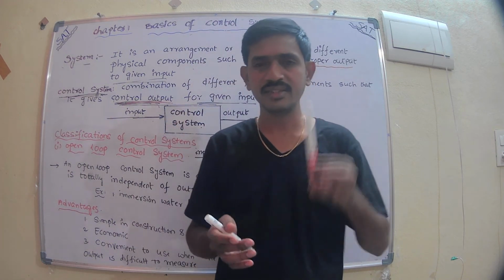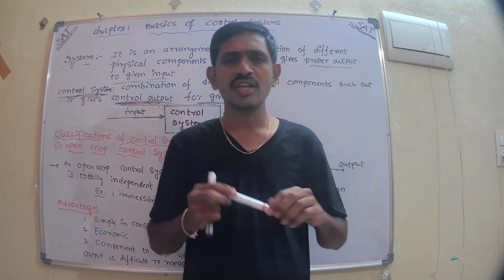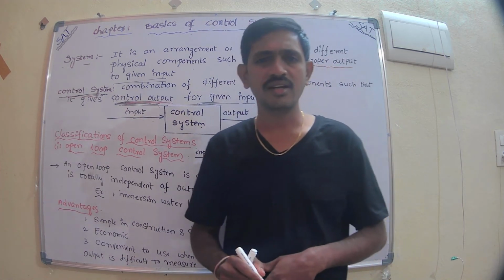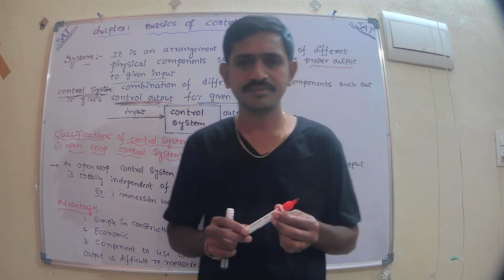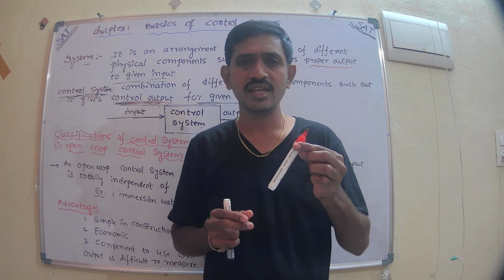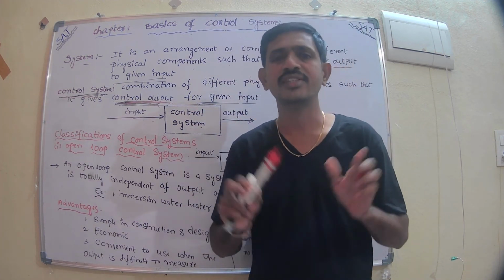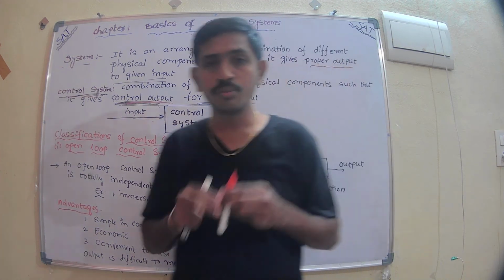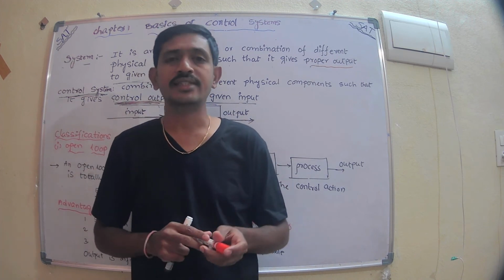For example, this is my pen here, so it is also called a system, because if you write on the board, you can write anything. For example, if there is no ink here, this pen is not filled with ink. If you write on the board, it doesn't give any output, so it is not a system. A system gives a proper output for a given input. That is called a system.